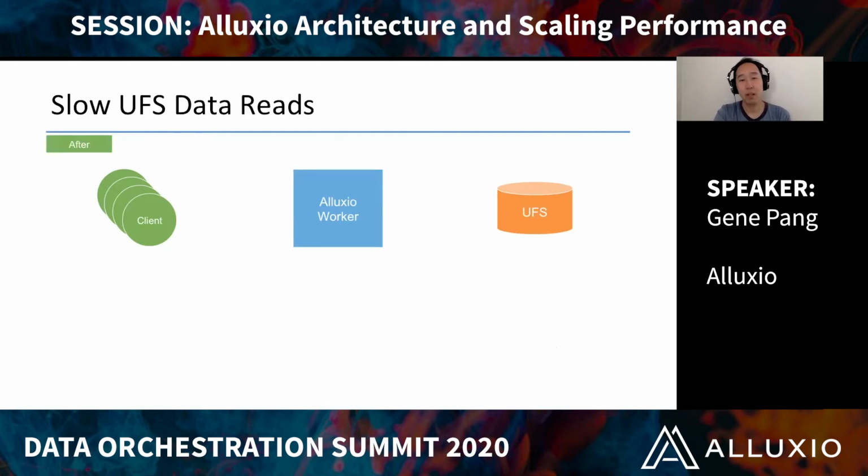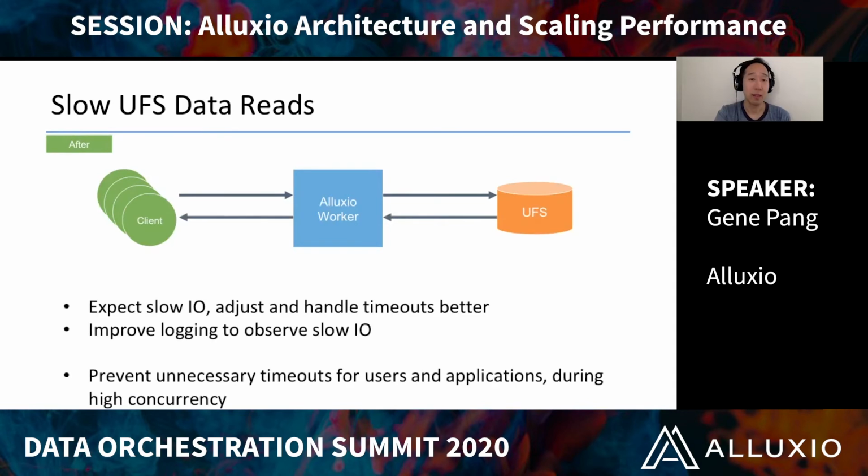So in order to fix that, we have to expect that UFS will be slow sometimes. This is not something that we can avoid since it is an external storage system that we have to deal with. So instead, we have to deal with the slowness in a better way, by better handling these delays on the client and on the worker. Because we have to expect some slowness, we adjust how we handle these timeouts so that we don't produce an error just because it took too long. We only produce an error when there actually was an error during the read.